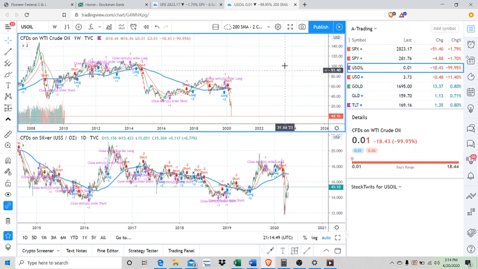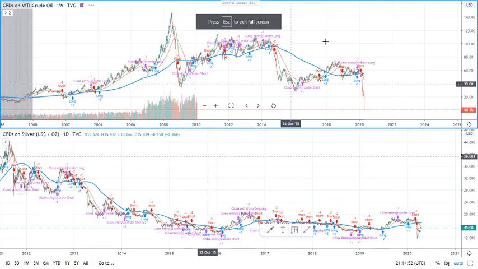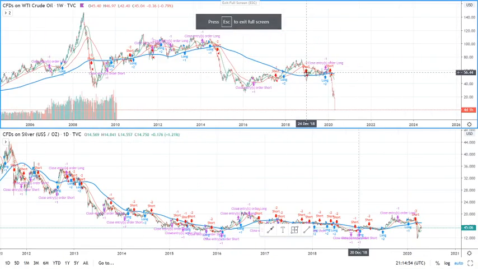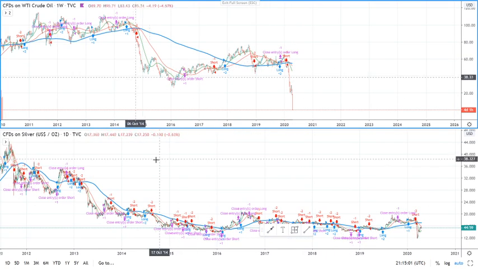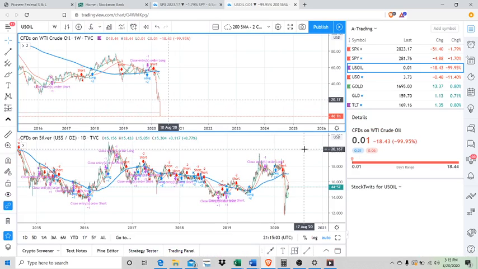This is brutal. Oh my gosh. This is weekly. Obviously it caught this short here at around that 50. It's almost better to use the daily on something like oil.